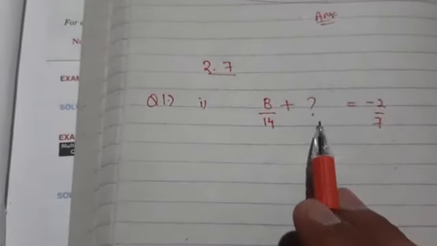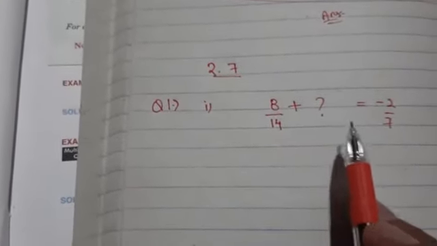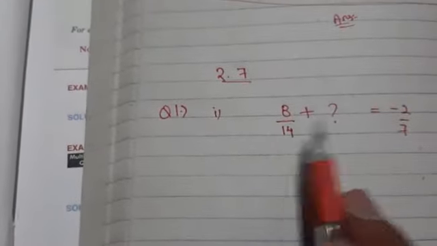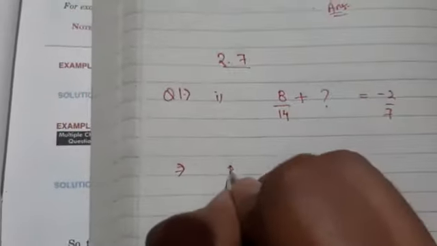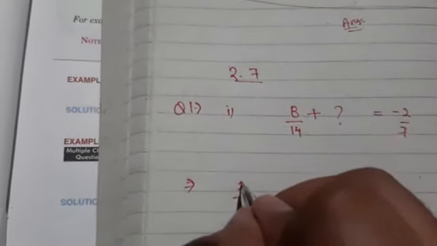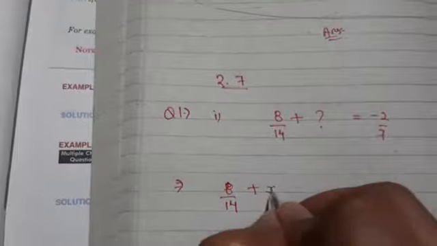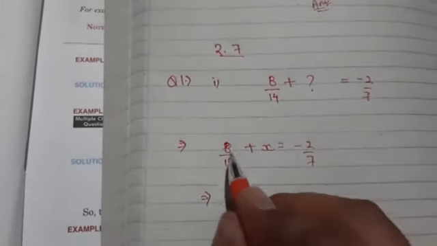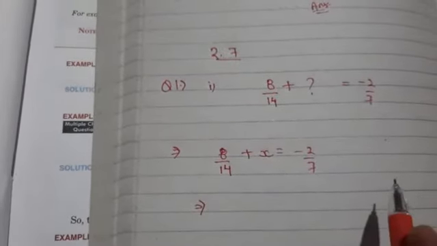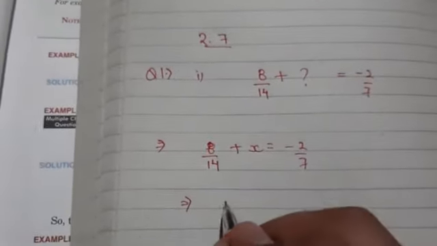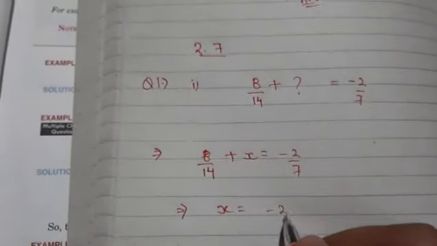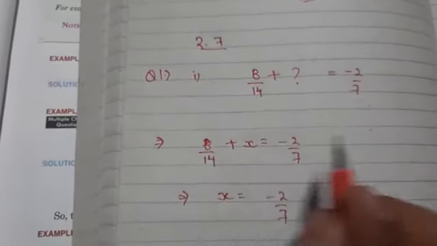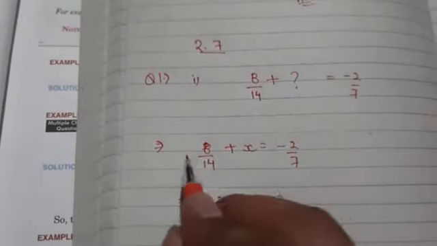So very simple, two quantities are known, and if one quantity is not known, simply assume it as an unknown quantity, that is x, transfer the known values on one side, you will get the answer. See how. 8 upon 14 plus x equal to minus 2 upon 7. So if we transfer the known quantities on a separate side, we can get the value of x like minus 2 upon 7. Because it will transfer from LHS to RHS, the sign will change.